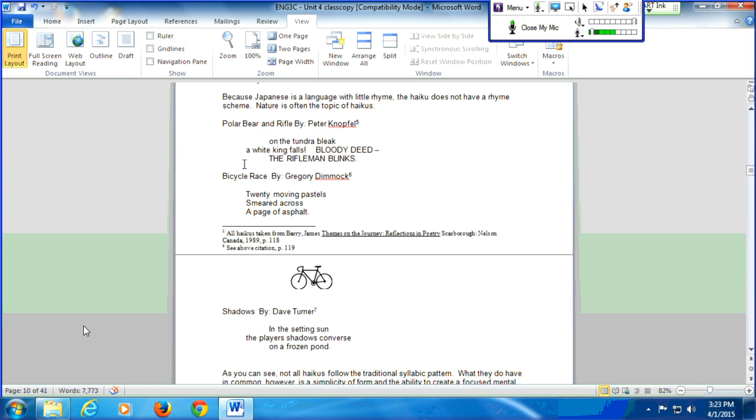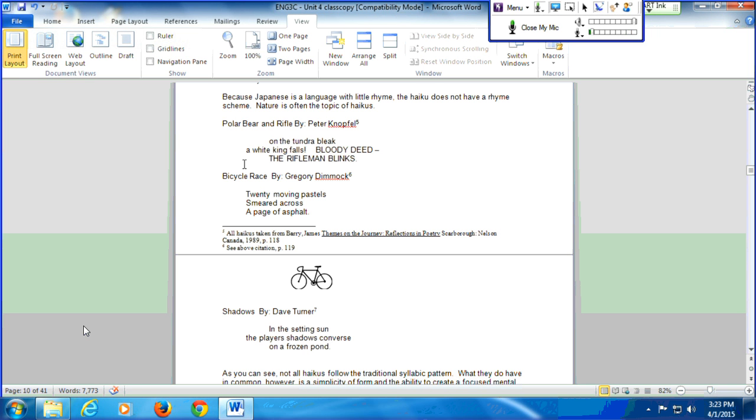That's our 5 syllables. On a tundra is 2 syllables, and bleak is 1. A white king falls. Bloody deed. All those words are 1 syllable, except for the word bloody, which is 2. And then the rifleman blinks. Rifleman is 3 syllables, and the and blinks are 1 each. So it fits our 5-7-5 requirement, and it's based on nature.